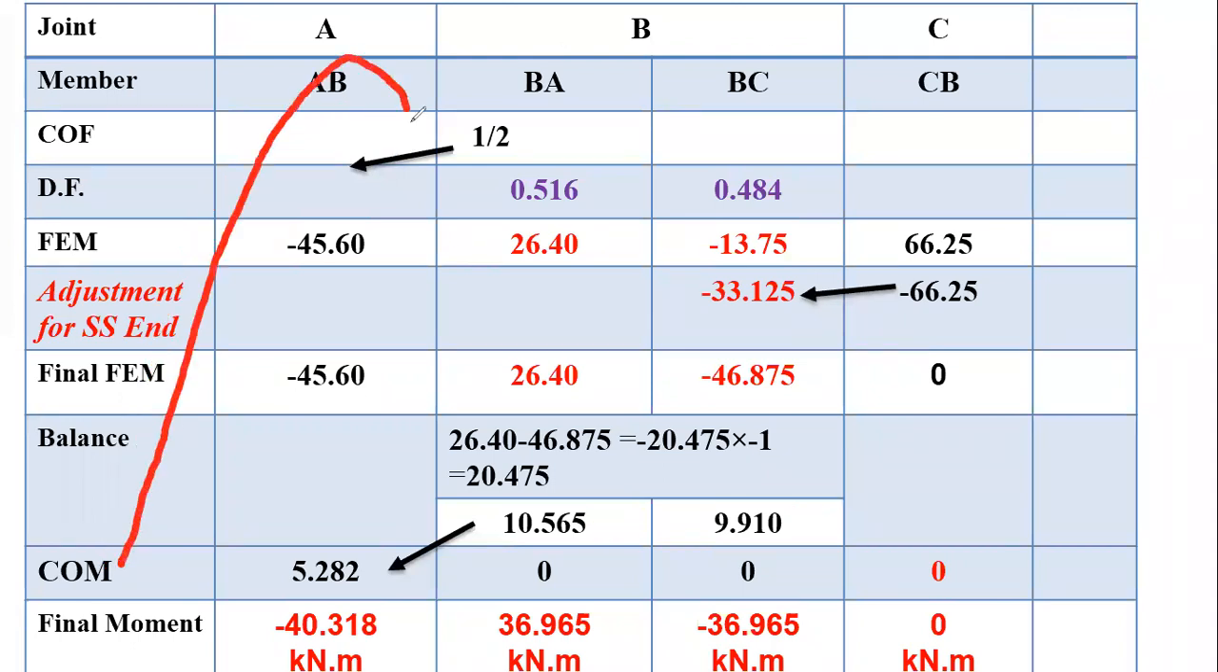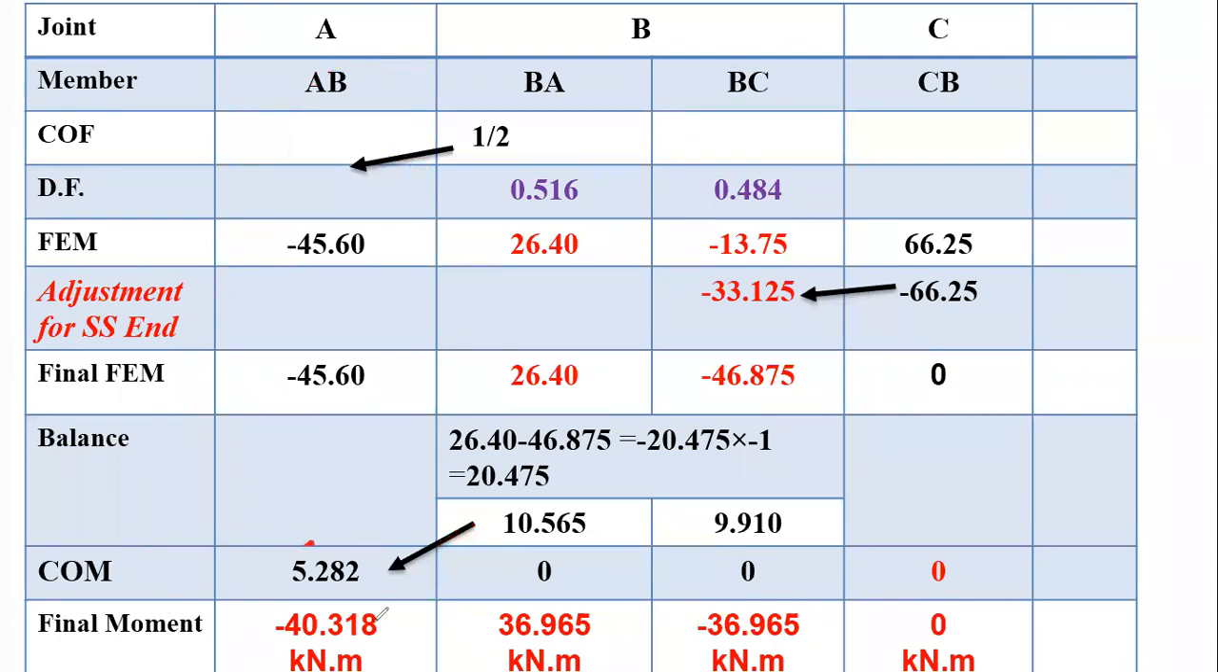Carryover moment depends on the carryover factor. What does the carryover factor say? The BA moment will go to AB with 50%. So this balance step moment of BA will go to AB with 50% amount. Means 10.565 divided by 2, so that will be 5.282. Okay. So this is the carryover moment.